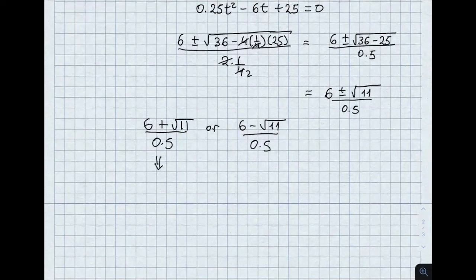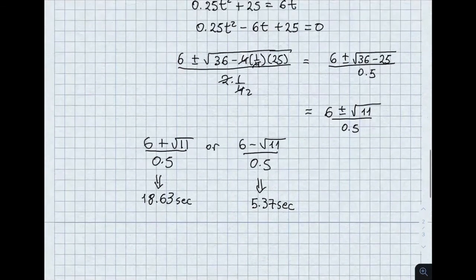This is 18.63, and this is 5.37 seconds. Remember we're finding time because the variable here is t. We need this time, that is the first instant when the man catches the bus, at time equal to 5.37 seconds.